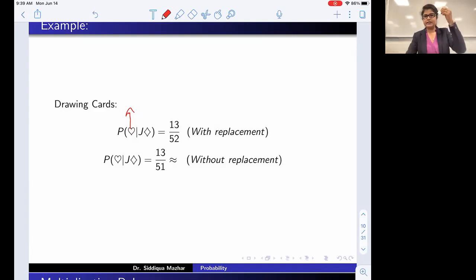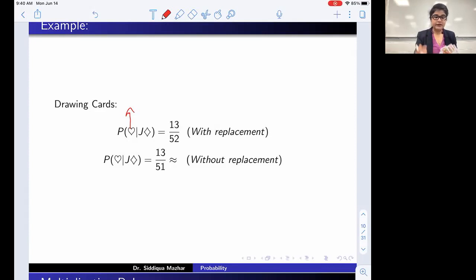So in these 52 cards, I'm looking for the probability. The first experiment was the jack of hearts. It is with replacement, so I'm putting it back into my sample space. It has nothing to do with my sample space; the sample space will remain the same. So if you are finding the probability of a heart in the second experiment, the hearts total 13 cards, so 13 by 52, because this is with replacement.